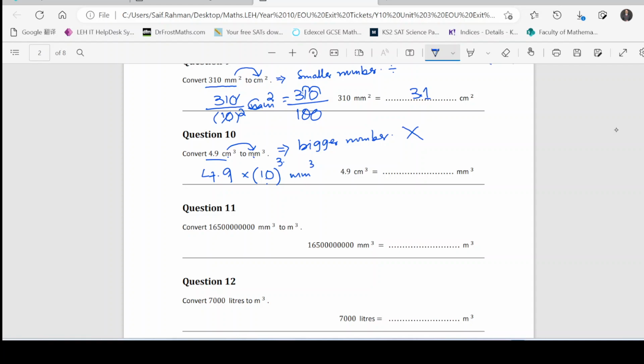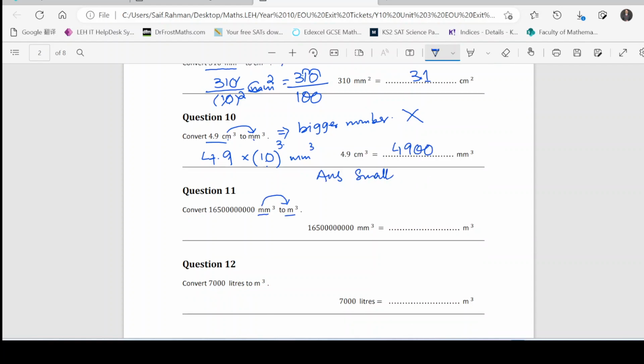In the next question, we have to move from millimeter to meter, right? So millimeter is a smaller unit and meter is a bigger unit. So when we move from a smaller unit to a bigger unit, the answer which we want to get will be a smaller number than the original which is given here, right?